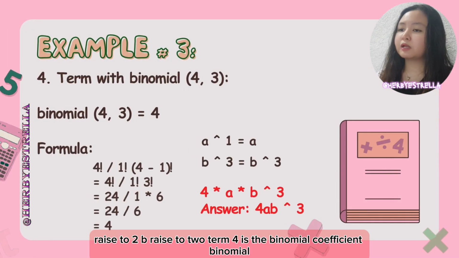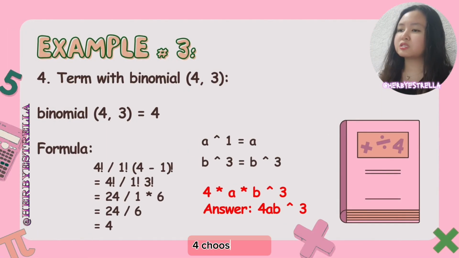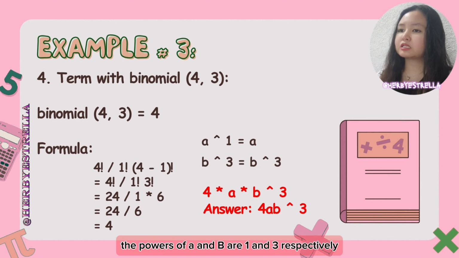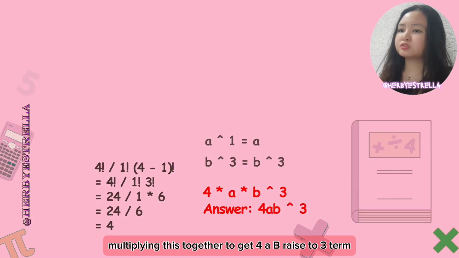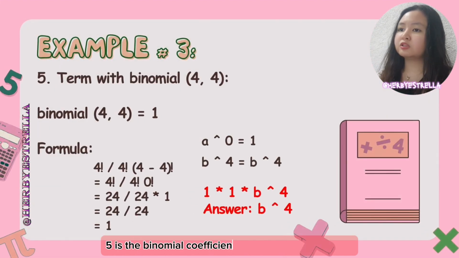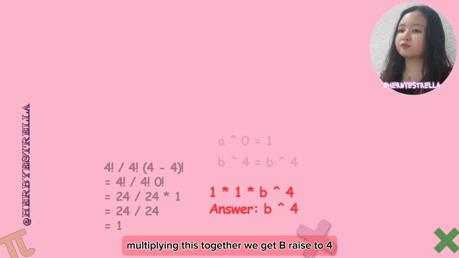Term 4 is, the binomial coefficient 4 choose 3 equals 4. The powers of a and b are 1 and 3 respectively. Multiplying these together, we get 4ab^3. Term 5 is, the binomial coefficient 4 choose 4 equals 1. The powers of a and b are 0 and 4 respectively. Multiplying these together, we get b^4.